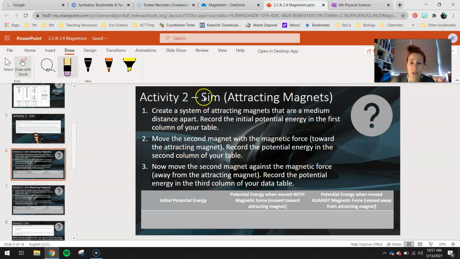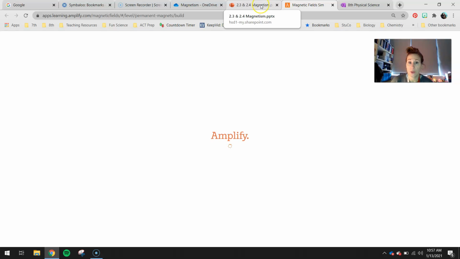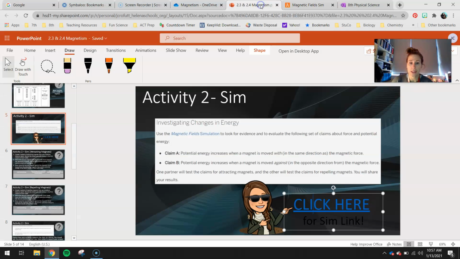Okay. Activity 2 simulation is attracting magnets. So you guys are going to be setting up your simulation with attracting magnets. So create a system of attracting magnets that are a medium distance apart. Record the initial potential energy in the first column of your table. So if I go back, click on my sim link on the last slide. Remember, you can right click. Oops, don't forget to go off your cursor. You can right click and open your link. And it, again, might direct you through Clever to sign in if you haven't signed into Clever or Amplify recently.